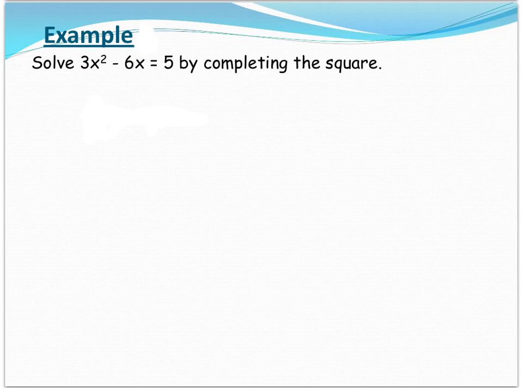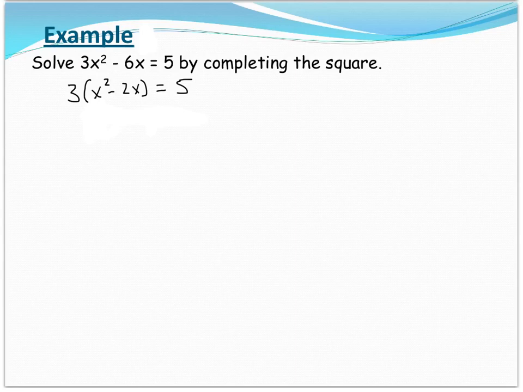So one of the things that you need to make sure that you do is when you factor it out, the 3 is all that's going to be removed. So when we do that, that leaves a negative 2x equal to 5. This guy stays on the outside. Okay? So now we're going to go ahead and complete the square.